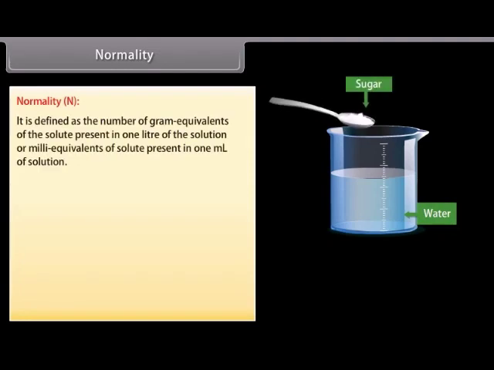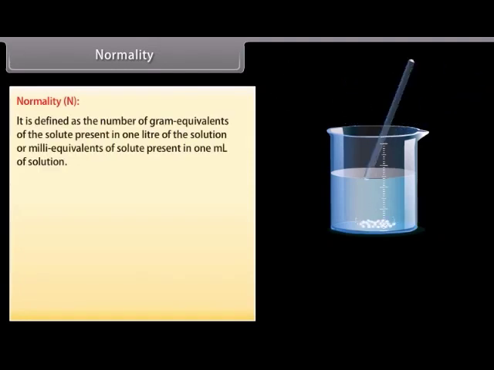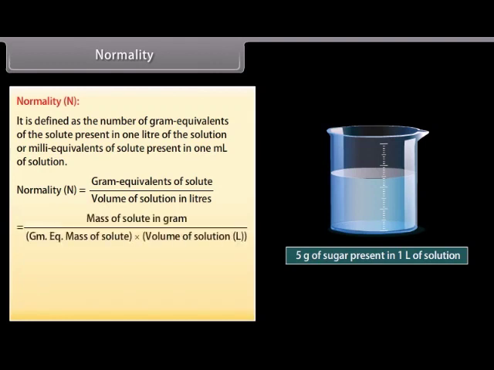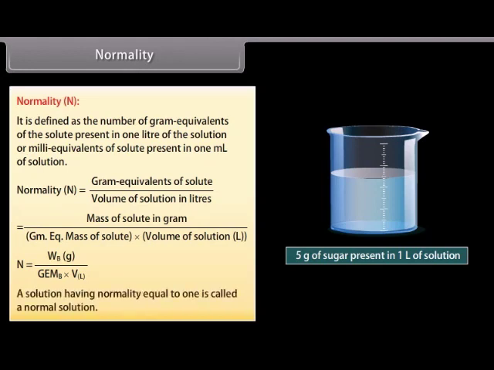Normality. It is defined as the number of gram equivalents of the solute present in 1 liter of the solution or milli-equivalents of solute present in 1 milliliter of solution. It is represented by N. Mathematically, normality is represented by N is equal to Wb in grams divided by product of gram equivalent mass of B and volume of solution in liter. A solution having normality equal to 1 is called a normal solution.